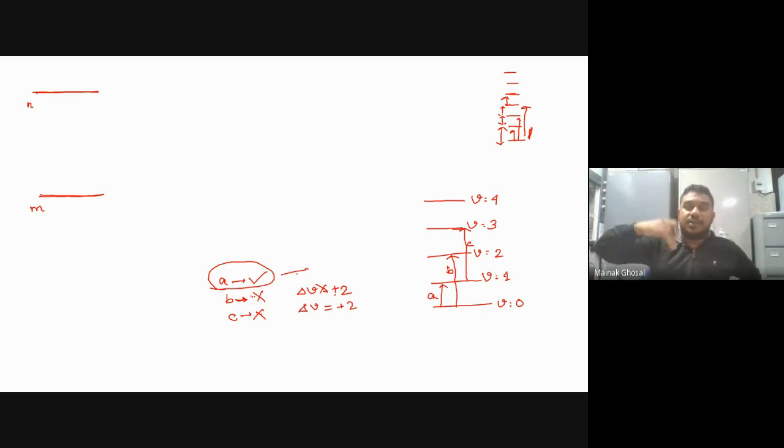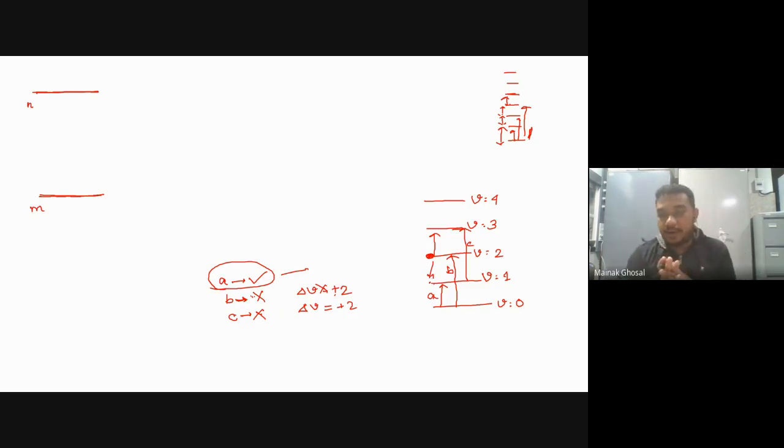It cannot jump from one state to another without crossing any one state in between. Suppose the molecule is here, so it has only the possibility that it can go either to here or to here. So this is the basic selection rule.